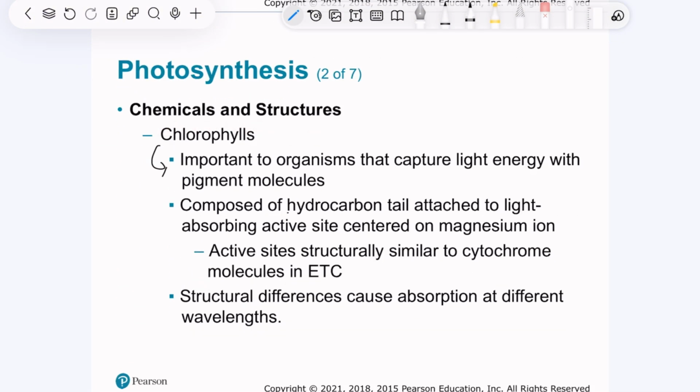So, chemical and structures. Chlorophylls. Chlorophylls are important to organisms that capture light energy with pigment molecules. Chlorophylls are composed of a hydrocarbon tail attached to a light-absorbing active site centered on a magnesium ion. Active sites are structurally similar to cytochrome molecules in the ETC. The structural differences cause absorption at different wavelengths.